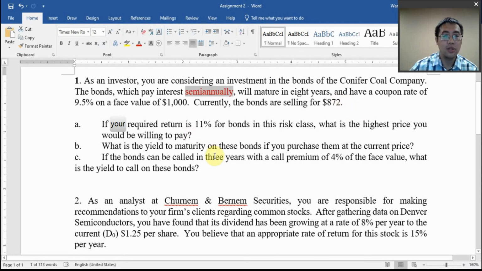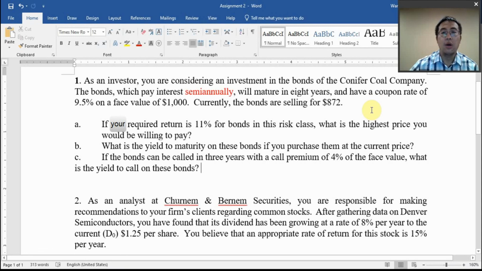And here are the questions you need to answer. First, if your required return is 11% for bonds in this risk class, what is the highest price you would be willing to pay? Second, what is the yield to maturity on this bond if you purchase it at the current price of $872? And last, what would be the yield to call if the bond is called back in 3 years with a call premium of 4%?